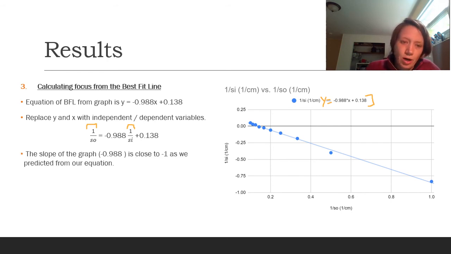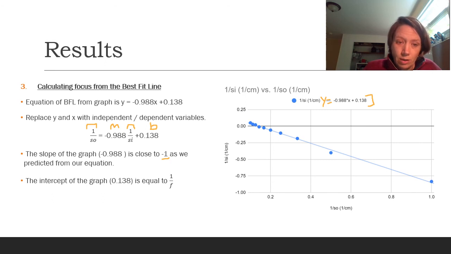And then I start to try and make meaning from my m and my b values according to the graph. And so the m value, the slope, turns out to be almost -1. Remember, that's what we predicted based on our equation. We should have a slope of almost -1. It's not quite, and that's because of experimental error, but it's really darn close, so negative 0.988.